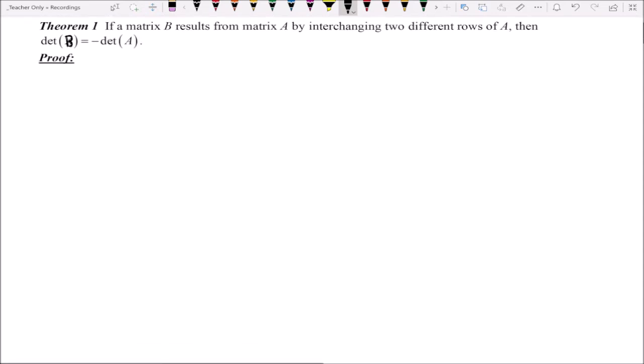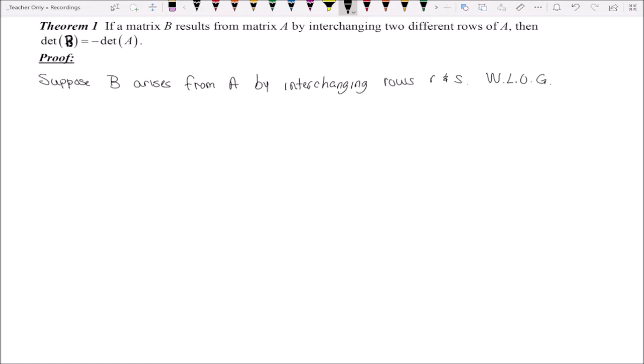So, let's first suppose that B arises from A by interchanging rows R and S. Now, without loss of generality, suppose that R is less than S. So row R comes before row S. What without loss of generality means is that even if R was greater than S, the proof is the same. The logic follows identically. So we can just assume that R is less than S and not lose anything.